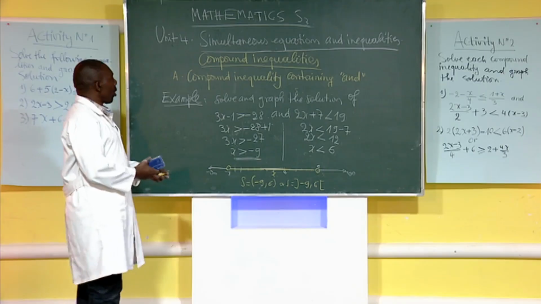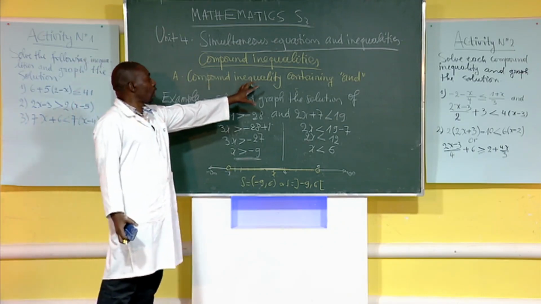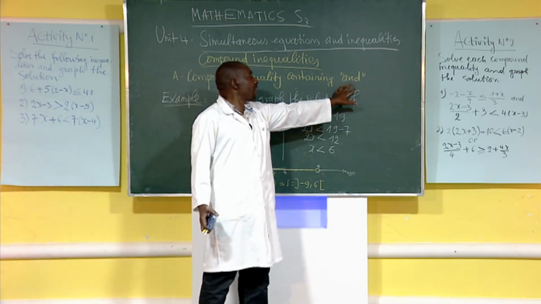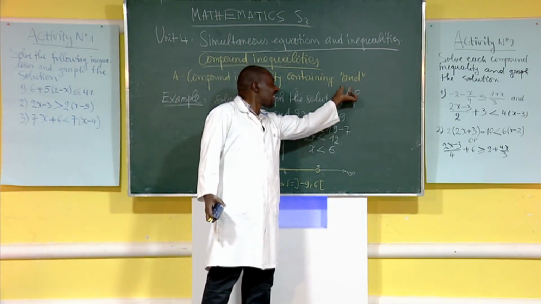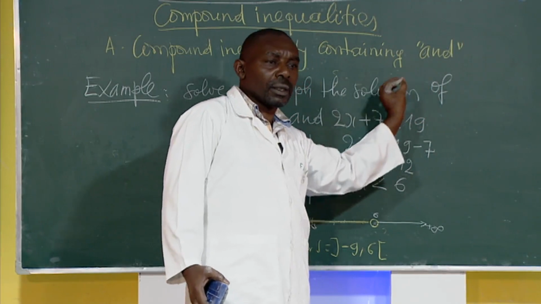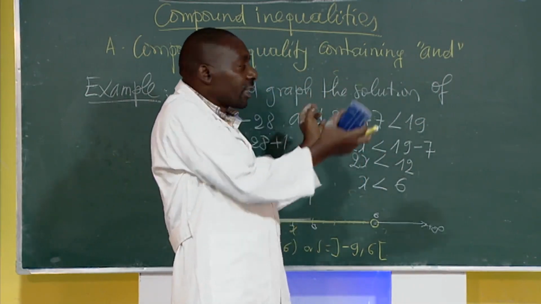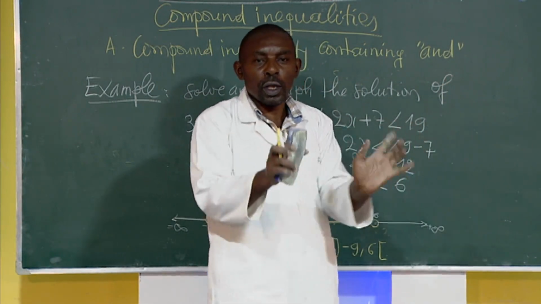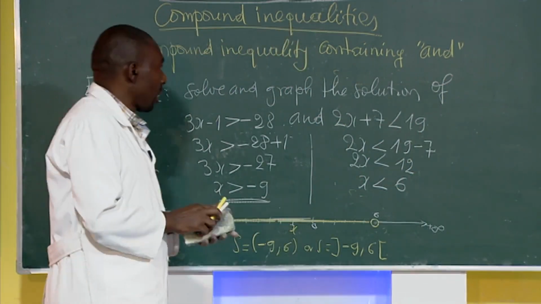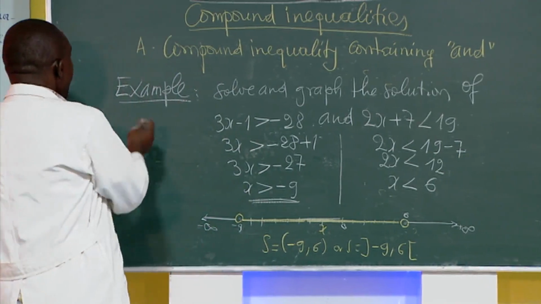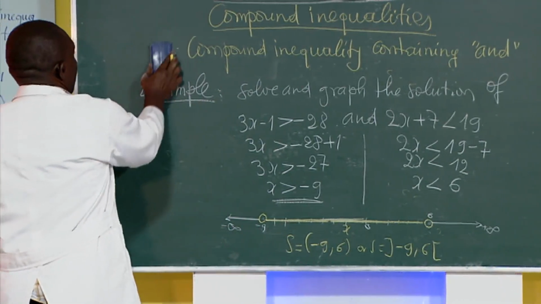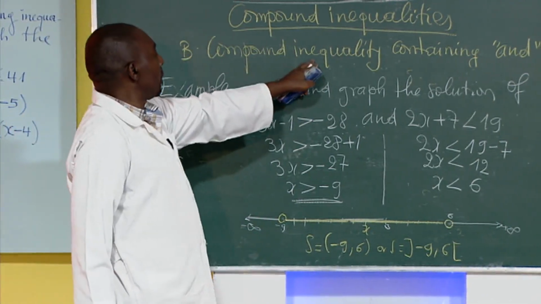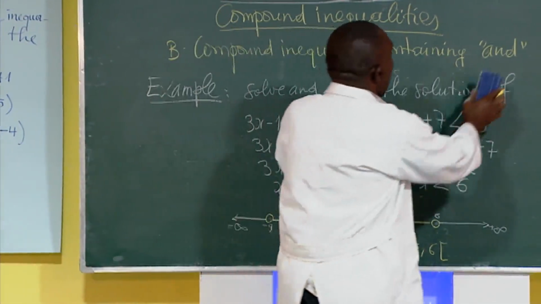Nice. Now, this is compound inequality containing "and". When we don't have the "and", we have the "or". "Or" is like at least. It means we are going to add, it is somehow the union of two inequalities. Now, B: compound inequality containing "or".